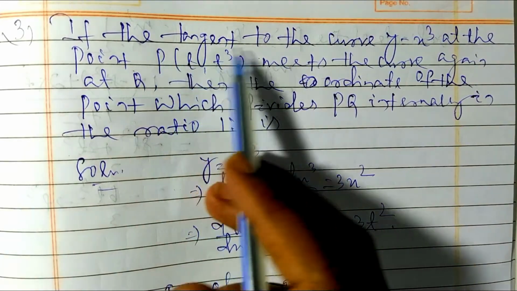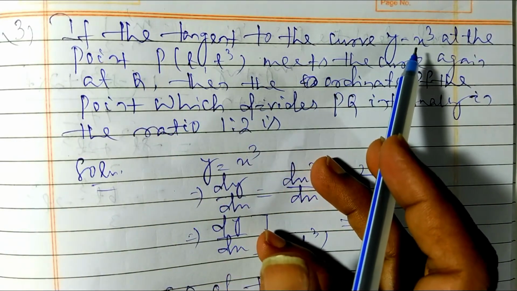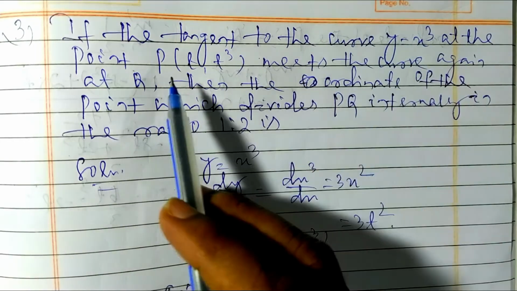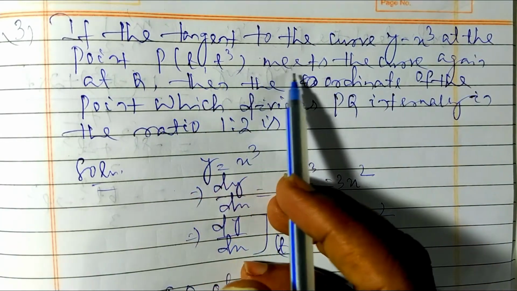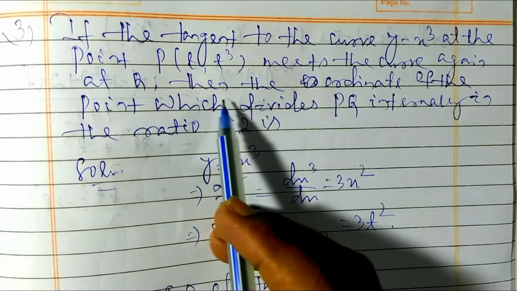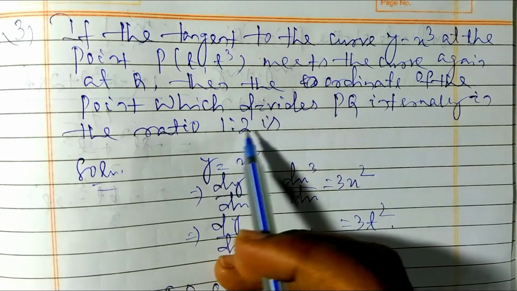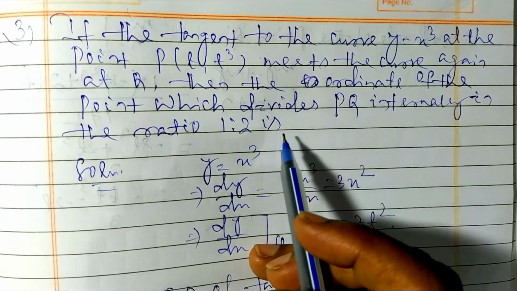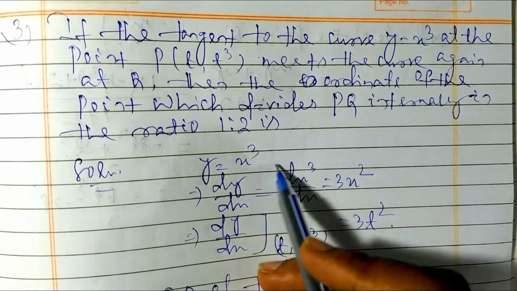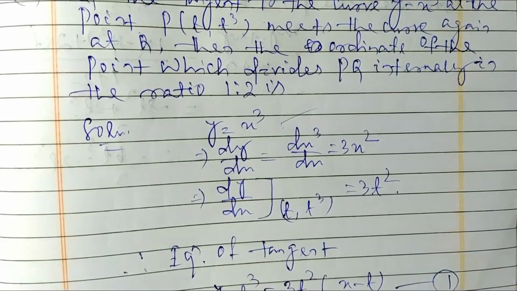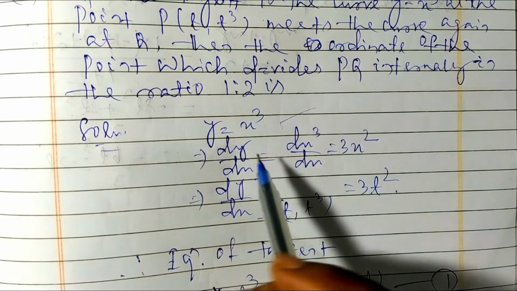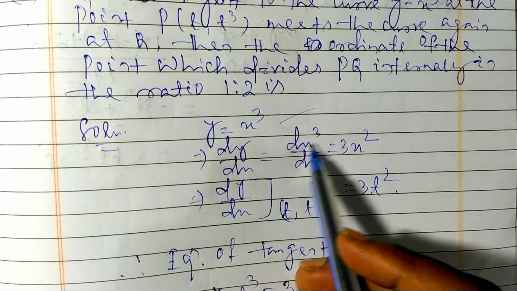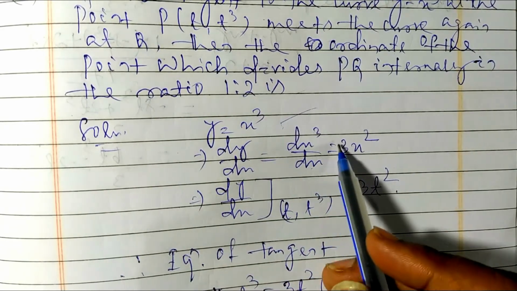If the tangent to the curve y equals x cube at the point P (t, t cube) meets the curve again at Q, then find the ordinate of the point which divides PQ internally in the ratio 1:2. So first we will find the slope of the tangent. dy by dx is equal to d(x cube) by dx, that means 3x square.